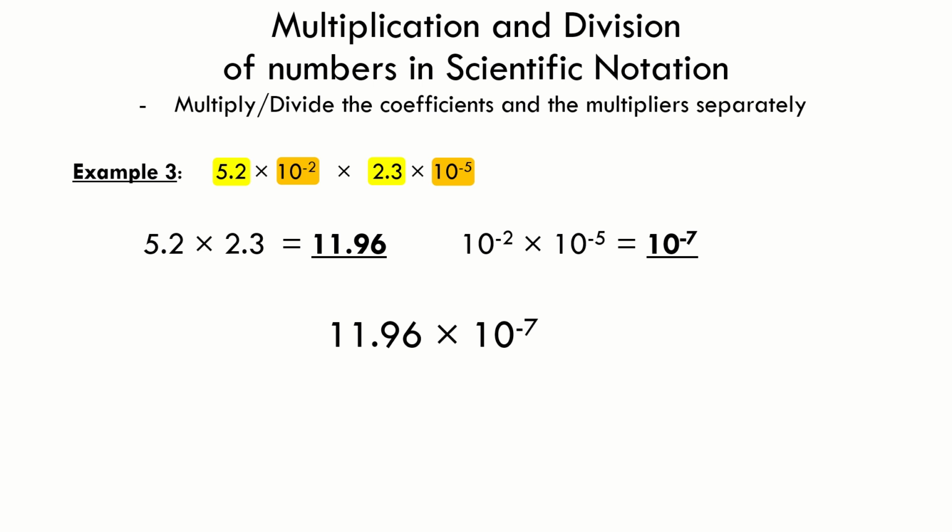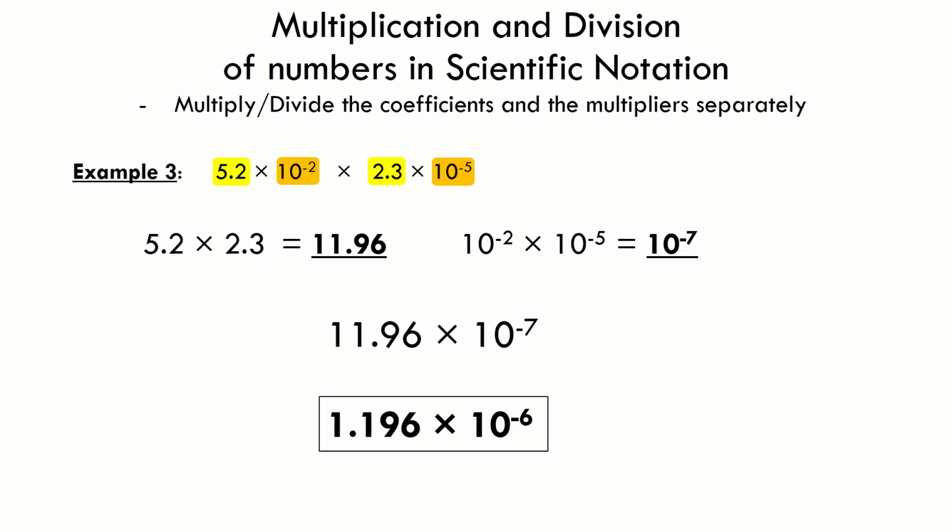Hindi ito in proper scientific notation dahil masyadong malaki ang ating coefficient. So, i-adjust natin yung 11.96 to 1.196 at yung 10 to the negative 7 gagawin natin 10 to the negative 6. And that is our answer in proper scientific notation.